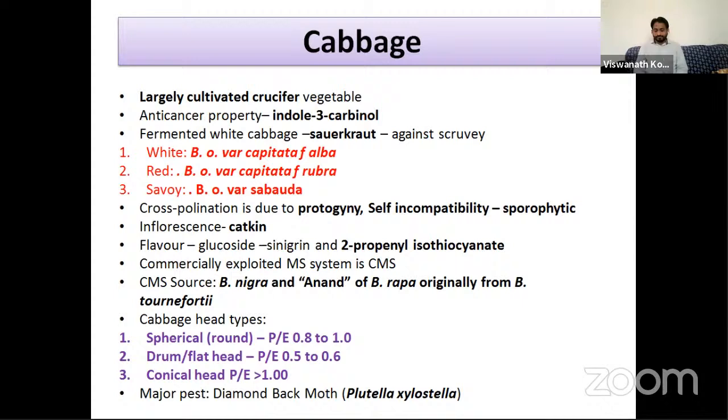So cabbage is a cross pollinator, or all cruciferous are cross pollinated. That is due to the presence of protogyny. Protogyny means the female parts come to mature earlier than the male parts. So the gynoecium matures earlier than the androecium.